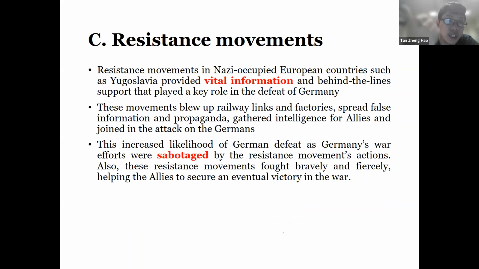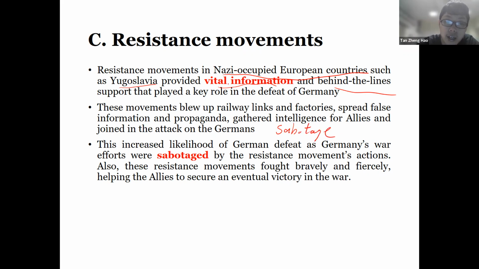Besides Britain and the Soviet Union, there are other resistance movements in Nazi-occupied European countries. One example you can mention maybe is Yugoslavia. What did they do? They provided information to the Allies on where the military bases and the German soldiers were, so that the Allies could plan where to attack and where to avoid. They provided a lot of behind-the-lines support. They also did a lot of sabotage, so you can mention that as well.